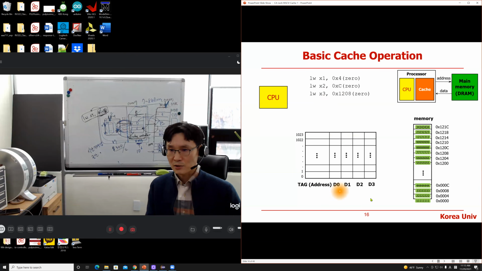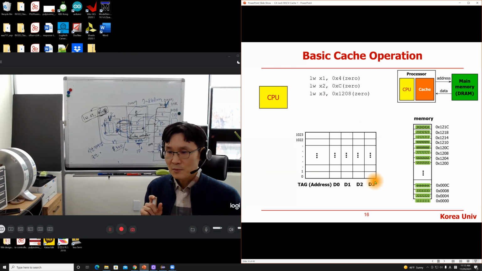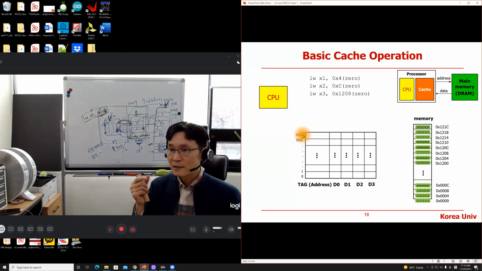And this one is the cache. Let me explain a little bit of detail about the cache structure. This cache has 1024 entries. The first one, second one, and the last one. 1024 entries.